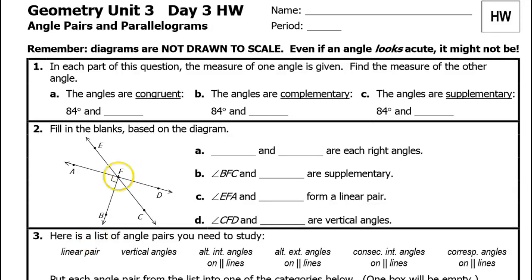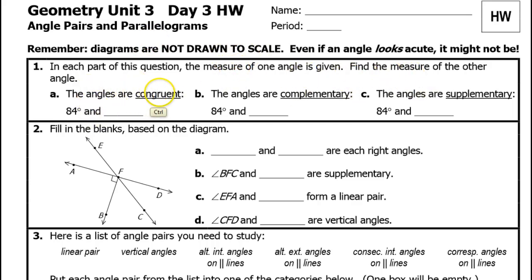In this video, we will review what we know about angle pairs and parallelograms. So let's dive right in. Problem number one: in each part of this question, the measure of one angle is given. Find the measure of the other angle.